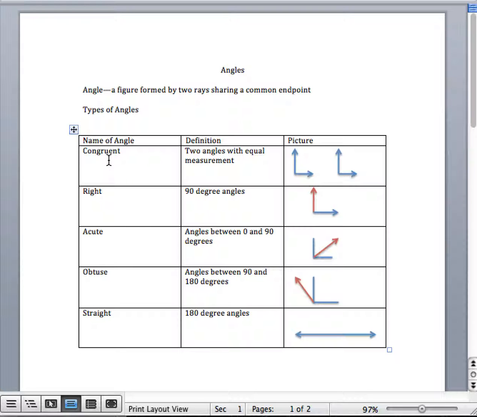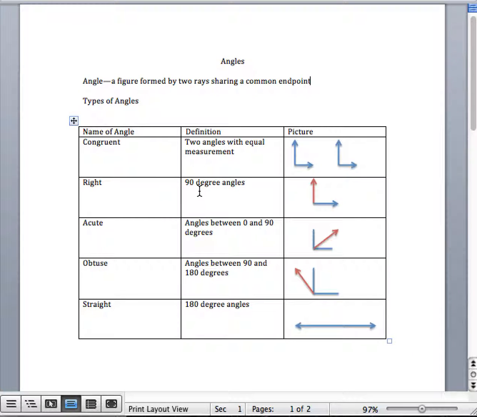A congruent angle is two angles with equal measurement, or should I say, congruent angles are two angles with equal measurement. So let's say I have this angle right here made of two rays, ray number 1 and ray number 2, and they share this common endpoint right here. That's what this definition means. So here's one 90-degree angle, and here's a second 90-degree angle. They would be considered congruent because they have the same measurement. Now, a right angle is a 90-degree angle, and you can see, as indicated by this red arrow, that all right angles are going to be perfectly 90 degrees, just like our two congruent angles up here.